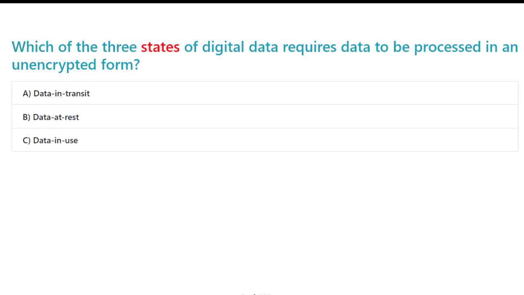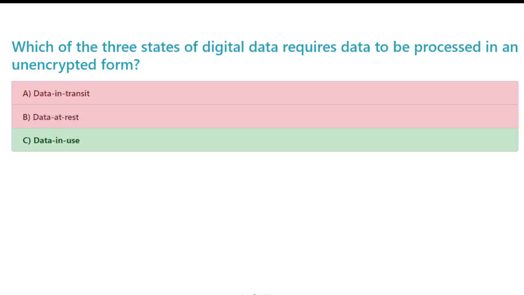Which of the three states of digital data requires data to be processed in an unencrypted form? A. Data in transit. B. Data at rest. C. Data in use. The correct answer is C. Data in use.